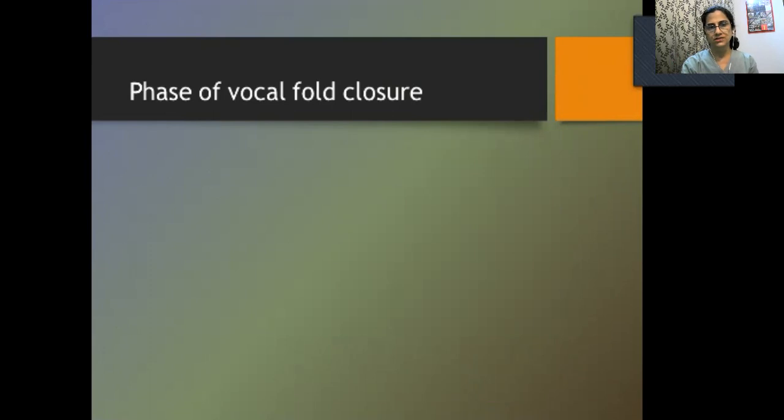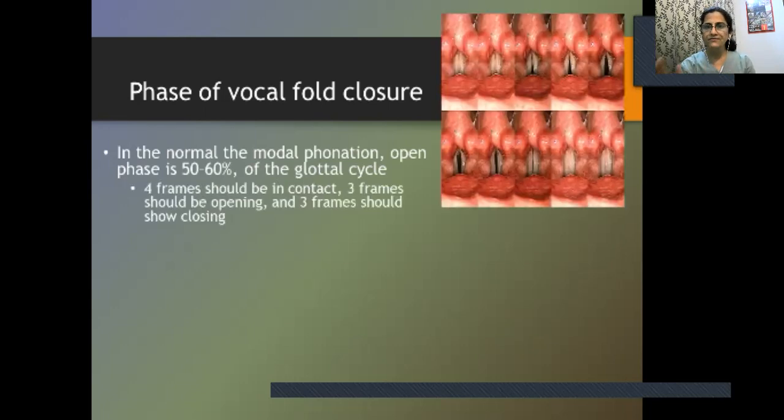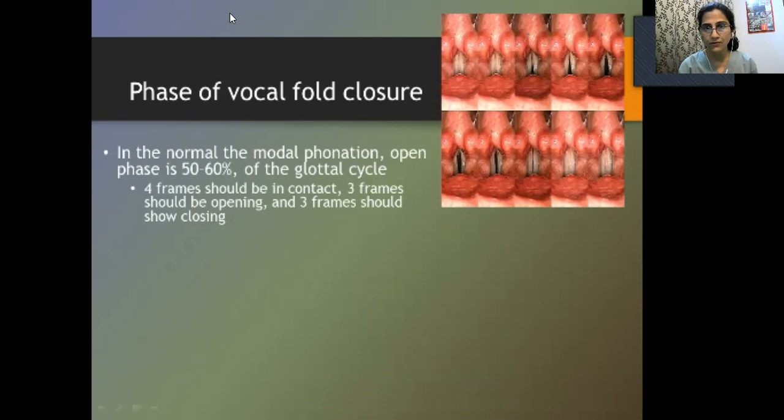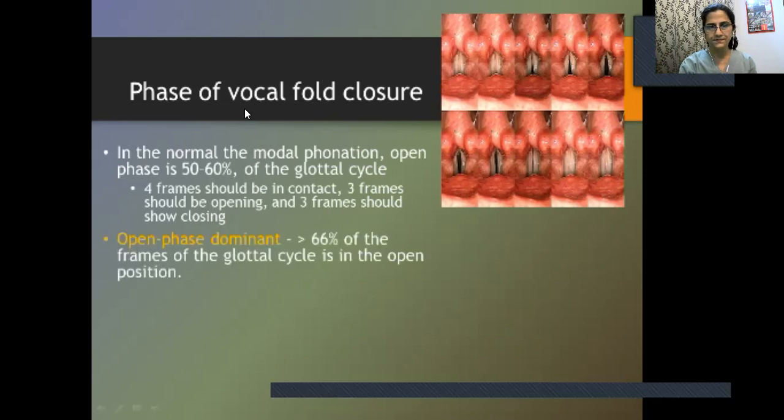Phase of vocal fold closure: in the normal modal formation, the open phase is 50 to 60% of the glottal cycle. What do you mean by this exactly? If you divide the glottal cycle into 10 equal portions, you will have four frames which show the vocal folds in complete contact, that is, the first two and the last two. Three frames show the vocal folds opening, and three frames show closing of the vocal folds.